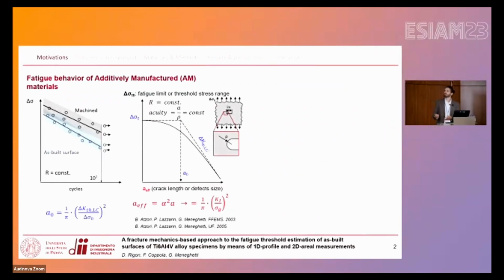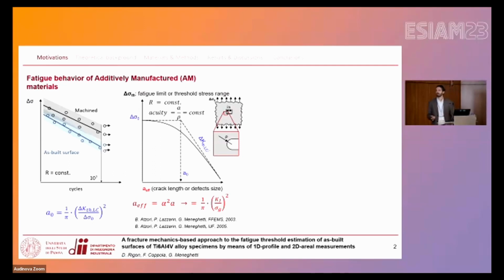So here we are using a fracture mechanics approach that is based on the Hattori-Lazzarin-Meneghetti model, which is an extension of the classical Kitagawa-Takahashi diagram, in which, for this case, when we deal with the effects in additively manufactured materials, the diagram collapses into the well-known model of El Haddad, Smith, Topper.